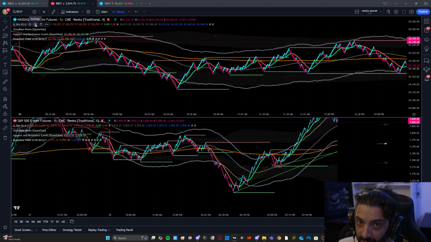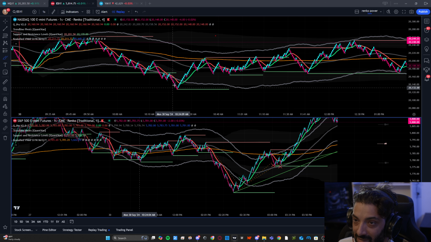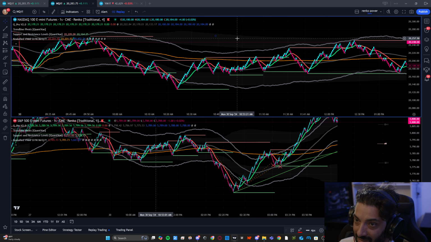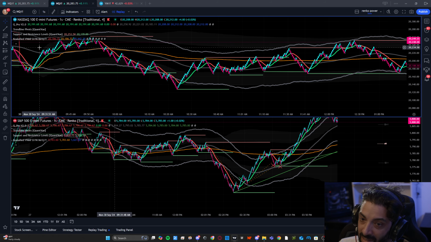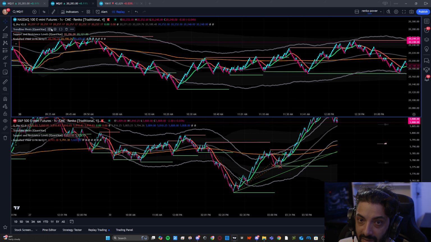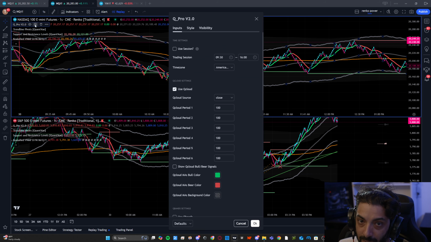So the first thing is both charts have the same indicators. So I just keep NQ up here, I keep ES down here. The reason why I do this is because of confluence, seeing what ES is doing and seeing what NQ is doing. But first off, we have the Q Pro, right?